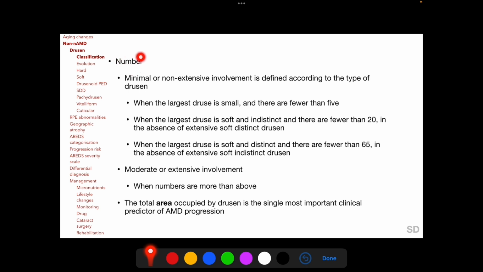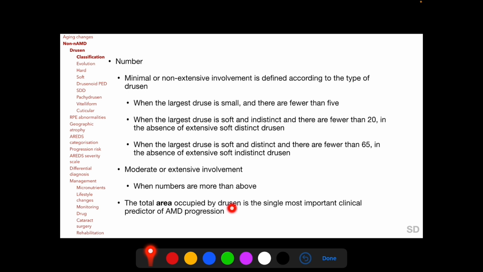As regards number of drusen, the involvement of the fundus with drusen can be minimal or moderate, and the numbers considered vary with the type of drusen. When the largest druse is small and there are fewer than 5 drusen, or when the largest druse is soft and indistinct and are fewer than 20 in number, or when the largest druse is soft and distinct and are fewer than 65 in number, the involvement of the fundus with drusen is said to be minimal, and when the respective numbers are larger than these, the involvement of the fundus with drusen is said to be moderate or extensive.